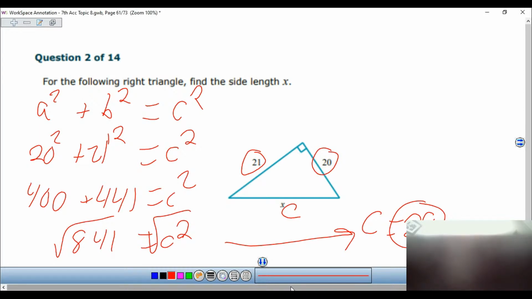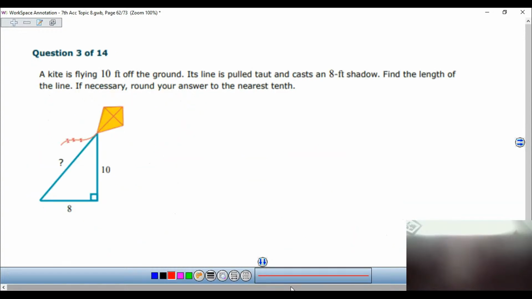Okay, question 3. The kite is flying 10 feet off the ground. Its line is pulled taut. Remember this word taut? It means it's tight, so it's not loose and hanging there. And it casts an 8-foot shadow. We need to find the length of that line. This is just a word problem, but it's the exact same process. You've got 2 legs, which make up the L of that right angle. And this time we're rounding to the nearest tenth.